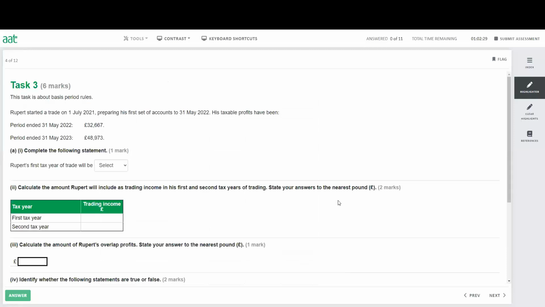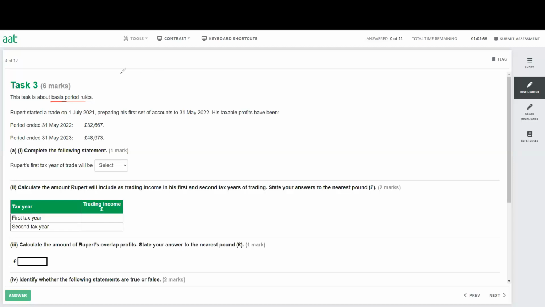In this question, we have some information about how to find out the tax year, and also we have to calculate the overlap profit, and also have some MCQ type questions as well. So let's have a look. The first thing we need to do is read the question very well to understand and do some markings. This task is about the basis period rules.